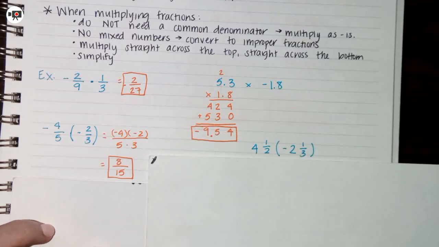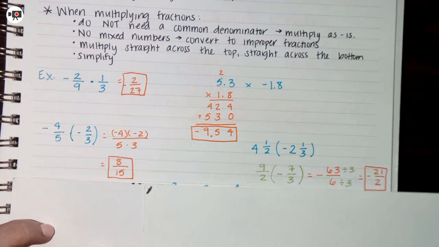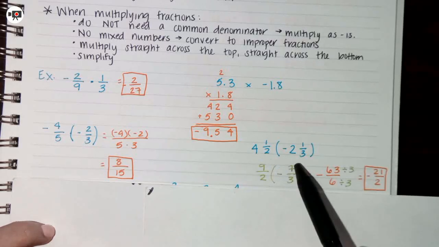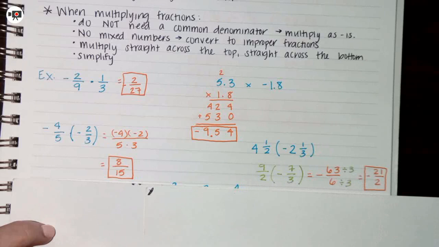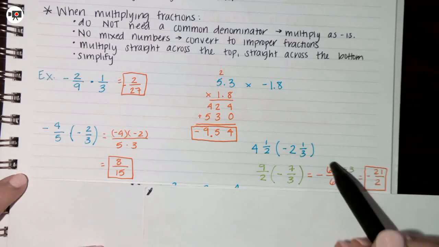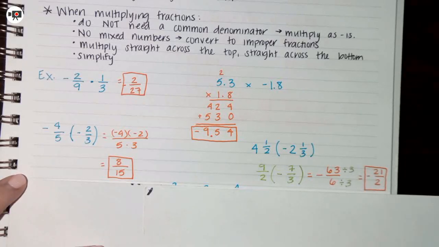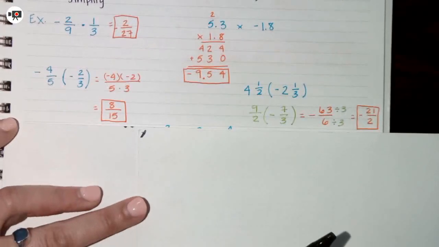For 4.5 times negative 2 1/3, first switch them to improper fractions, then multiply straight across the top and straight across the bottom. I can reduce 63 over 6, each by 3, to get negative 21 over 2.